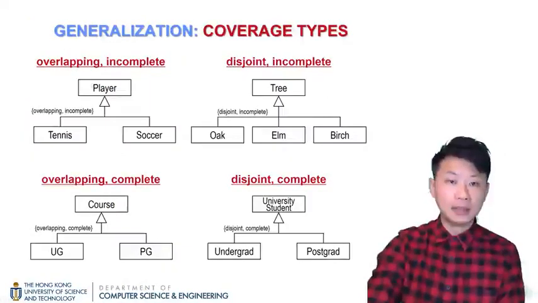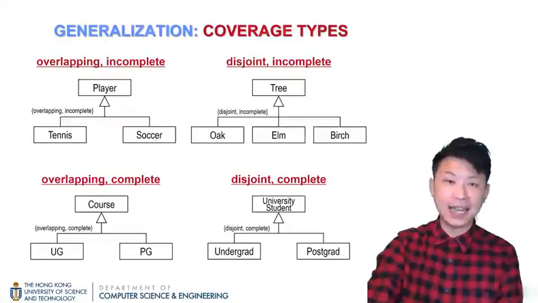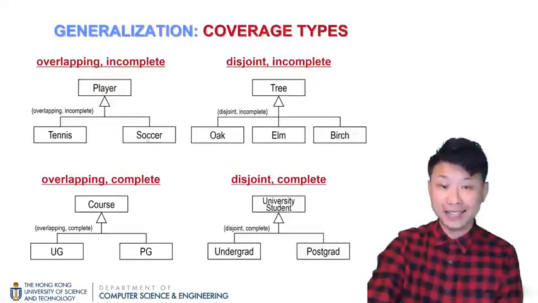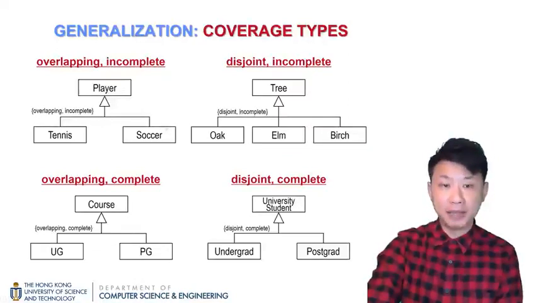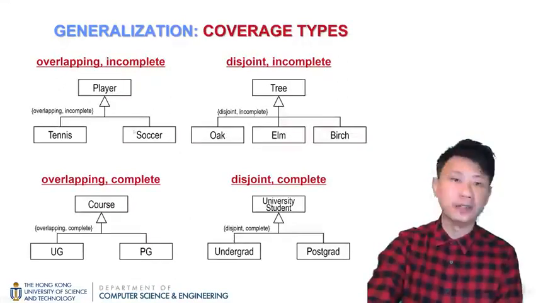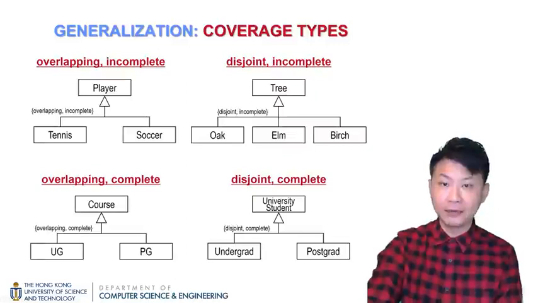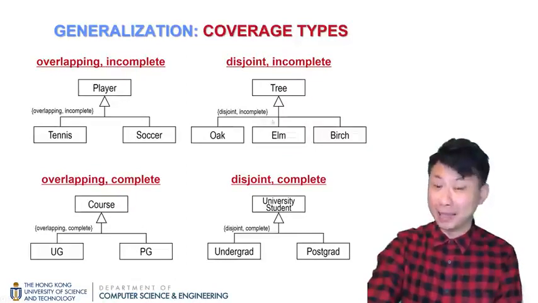For example, for players, we may specialize into tennis and soccer. And then some of the players may be both tennis and soccer players at the same time. Then we make it overlapping. And we make it incomplete because in this diagram, there may be some other types of sports that we have not specified. We may even have swimming and also some other types of sports. Then we have to make it incomplete. For tree, it's going to be disjoint and incomplete.